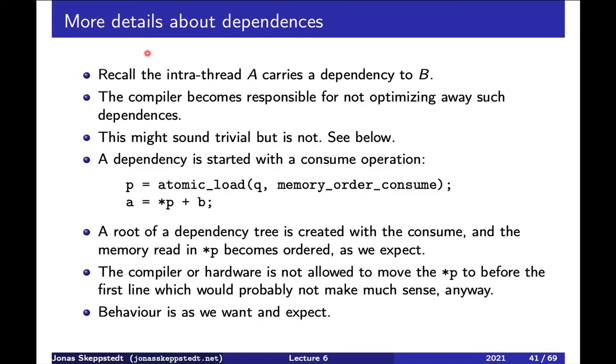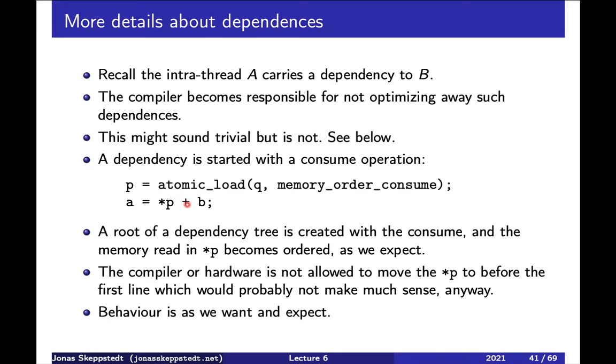Okay, so if we start with an atomic load of Q with memory order consume, then the compiler has to create a dependence tree which starts with P as a root. So it will now check dependencies from P to expressions which use P, or something that is computed from P. The effect of that is that this star P is not allowed to move to before the load, since there is a data dependence between that assignment and that use. So that clearly makes sense.